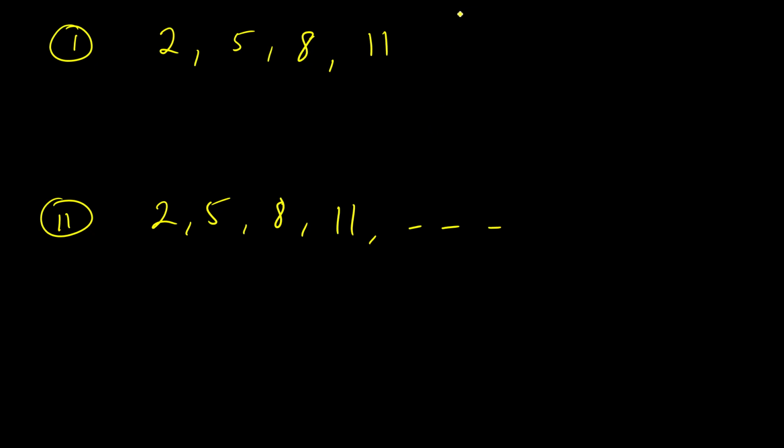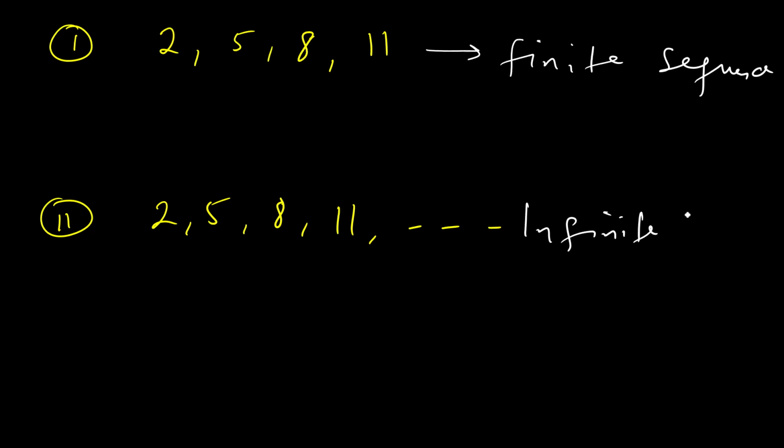So let's observe the following. If the last term of the sequence is known, it is called a finite sequence. So we know the last term here, so this one is called a finite sequence. So we can't tell the last, and this one goes to infinity, so we call this one an infinite sequence. That's that.